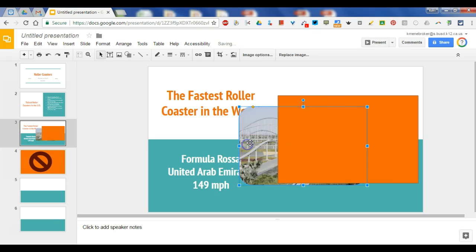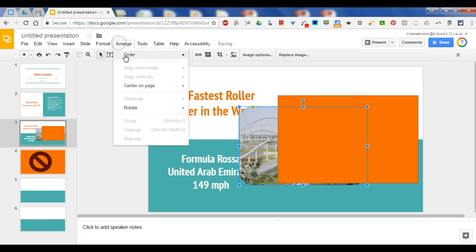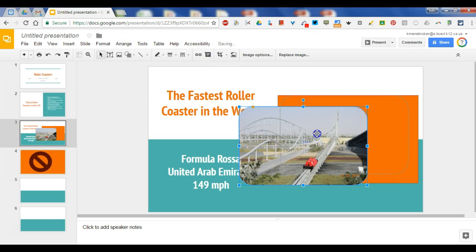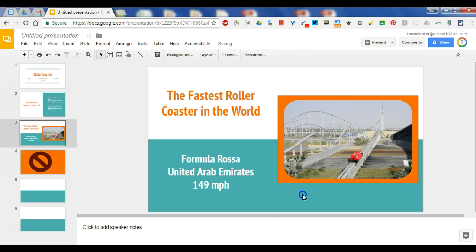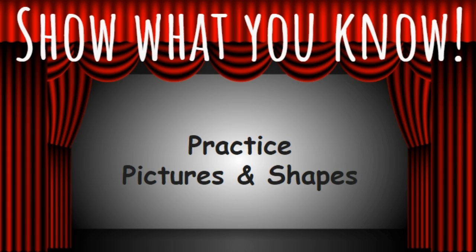So I'm going to click on the picture and then on the Arrange menu, followed by Order. Then I'm going to choose Bring to Front. The picture will now be on top of or in front of the shape. Even though this lesson is about pictures and shapes, it's good to note that you can also change the order of your text boxes if you want to put text on top of shapes or pictures. Okay, you've got a lot to practice. Have fun.